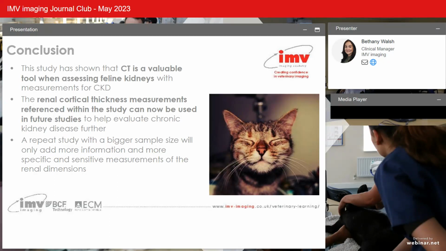The study has shown that CT is a valuable tool for assessing the feline kidneys with measurements for CKD. The renal cortical thickness measurements referenced within the study can now be used in future studies to help evaluate chronic kidney disease further. A repeat study with a bigger sample size will only add more information and more specific and sensitive measurements of the renal dimensions. I really enjoyed this study, and I think it's going to help facilitate larger studies in the future.